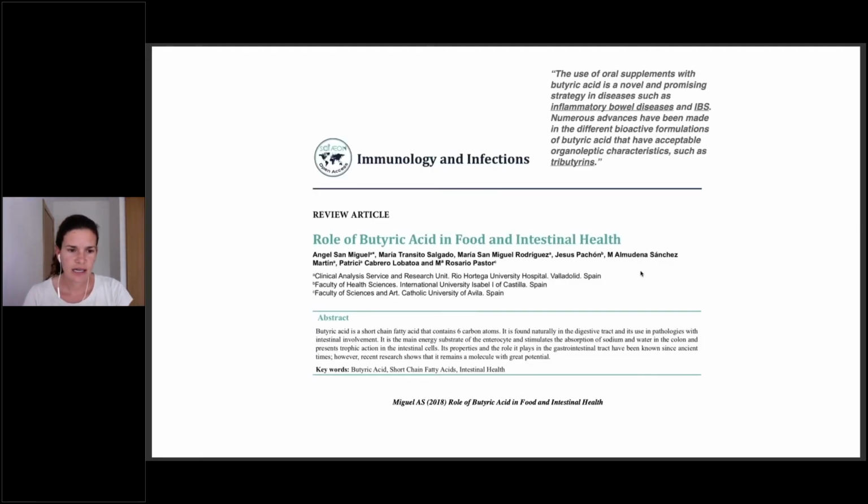So in this study, you can also find how the authors consider that the use of supplements with butyrate can be very helpful in many diseases, for example IBS, and also how different formulations of butyrate can work in these aspects, where the limitation of organoleptic characteristics is very important.